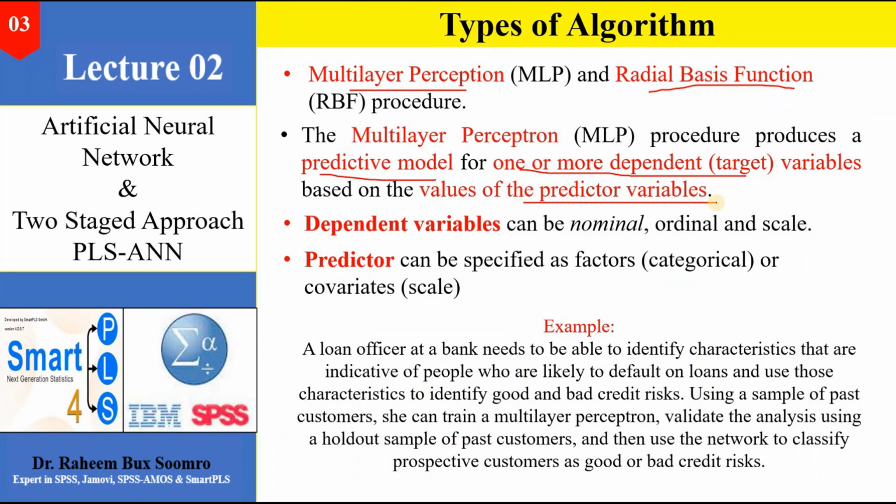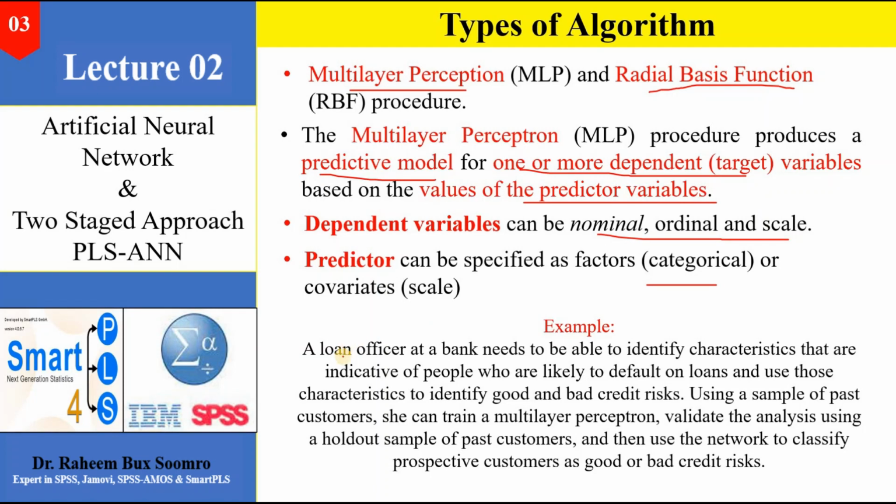There are three layers: one is the input layer, another is the output layer, and the third one is the hidden layer. Because of the usefulness of the MLP, the maximum number of papers are available on the MLP. Now in the MLP, the dependent variable can be nominal, ordinal or scale, whereas the predictors can be categorical or scale.